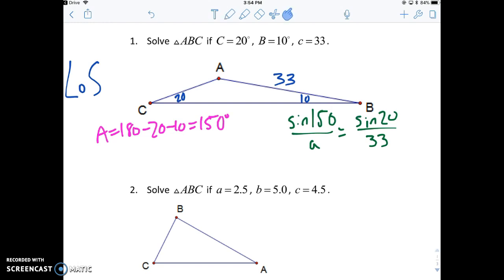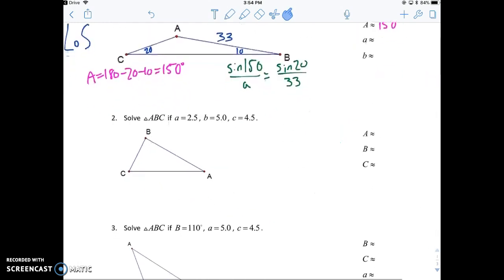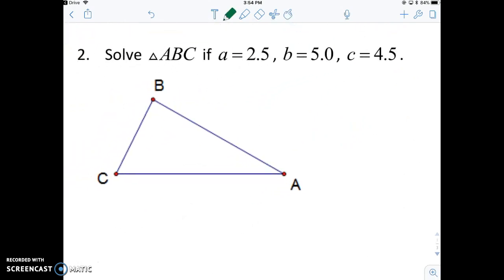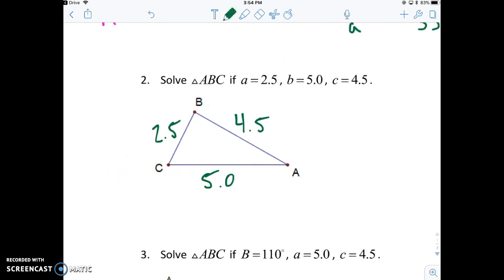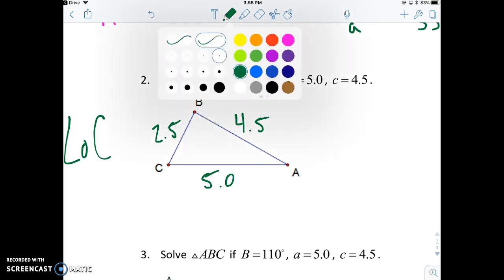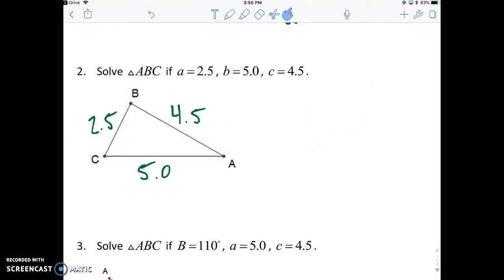But I want to get number 2 started, so moving on to number 2, again labeling our stuff. We have side A, side B, and side C. This time we have three sides, so we'll use law of cosines. Law of cosines is the only thing that will work if we have three sides, or side angle side. If we're given three sides, we usually want to start by finding the biggest angle. That's angle B in this case, and we can tell because it's across from the biggest side.